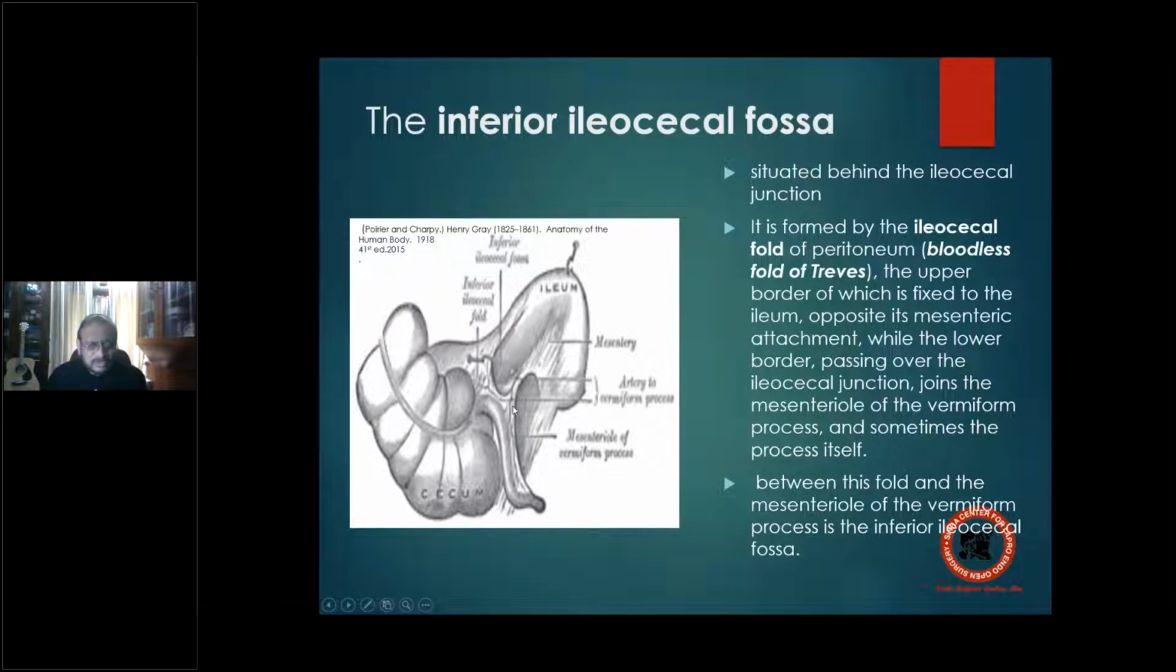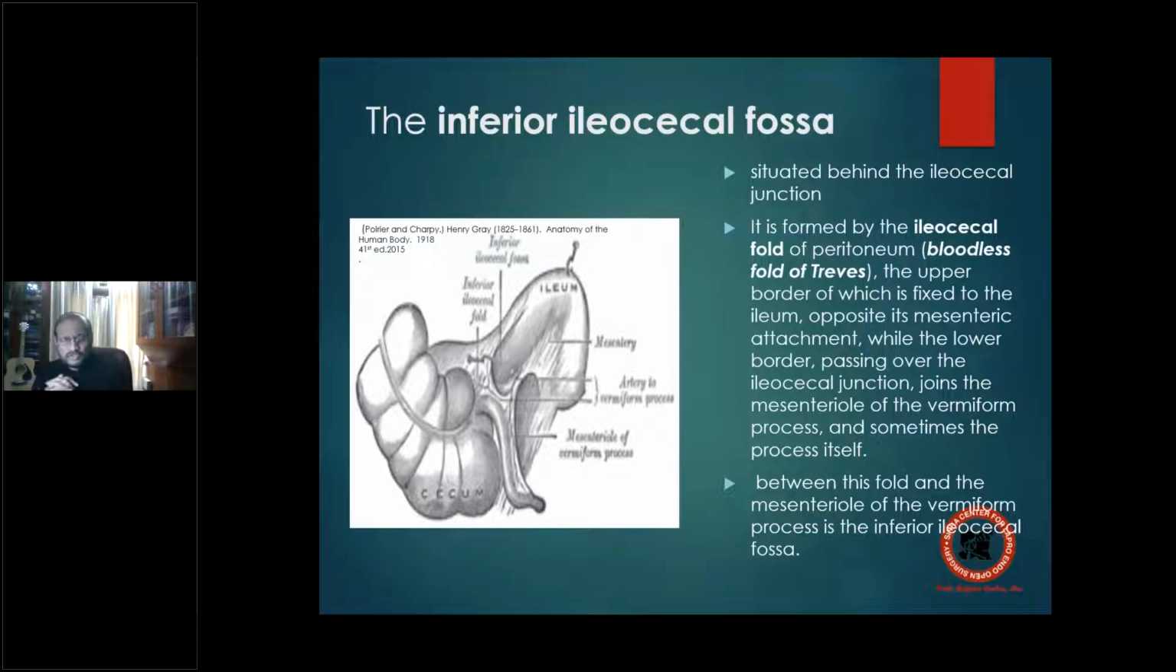See, this is the fold. So it's extending from the mesentery of the appendix. The superior was extending between the cecum and the ileal mesentery. This is extending between the ileum and the mesentery of the appendix. So that is the Blunt's fold of Treves, very commonly identified whenever you're doing an appendectomy.